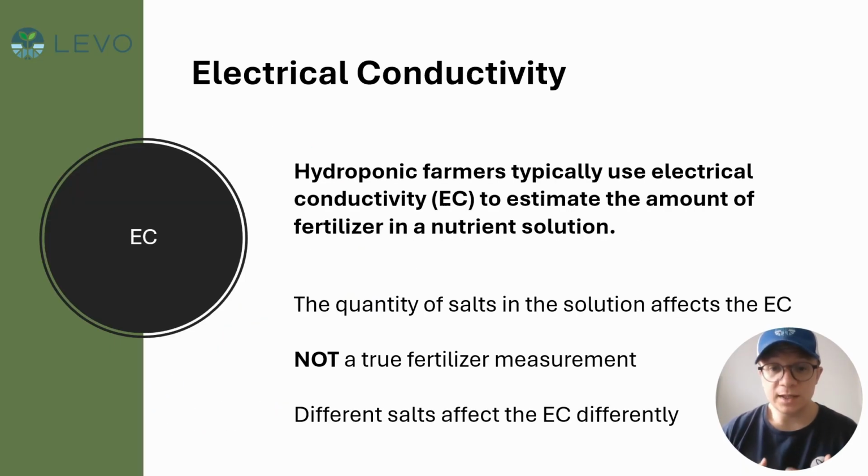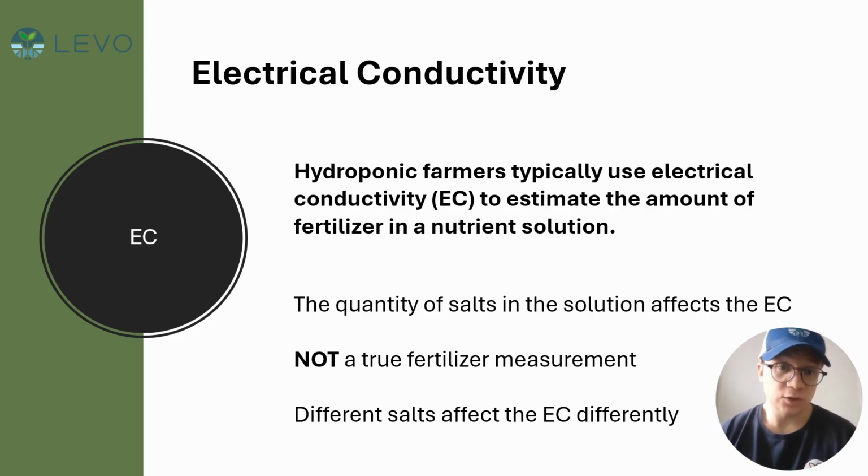So jumping right in, electrical conductivity, or EC, is one of the most common measurements that hydroponic farmers use to track nutrient content. You can see this online if you Google different things about how to use fertilizers in hydroponics, and you can find a lot of recommendations for EC levels for different crops online. EC can be measured quickly and relatively cheaply with a meter.